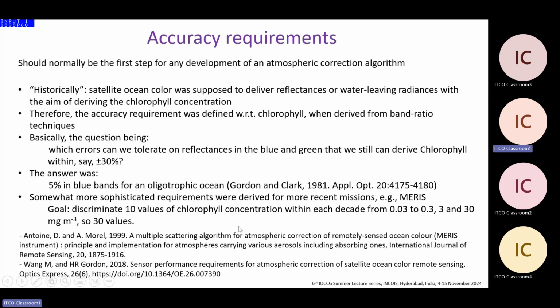Then somewhat more sophisticated requirements were derived for the more recent missions like MERIS and MODIS. It was said we would like to discriminate 10 values of chlorophyll concentration within each decade, from 0.03 to 0.3, 3, and 30 milligram per cubic meter. So 30 values. That's already slightly more detailed requirements, and that's what is expressed in the two papers you have referenced below.